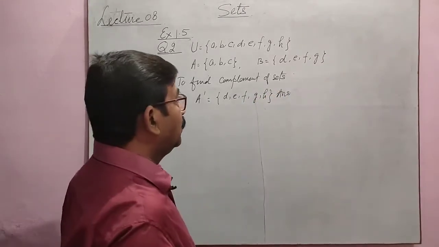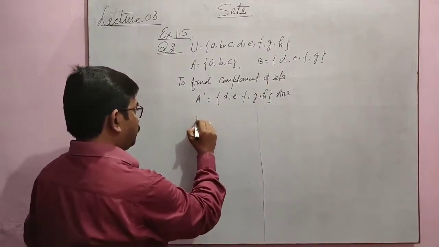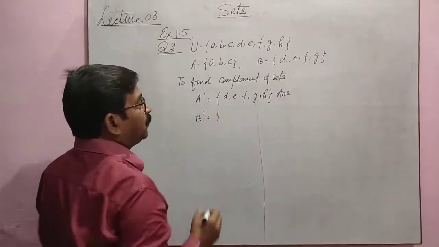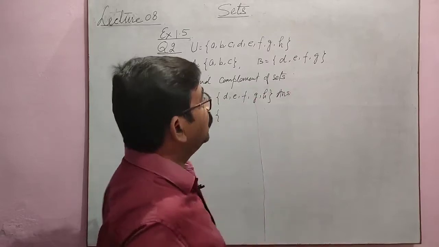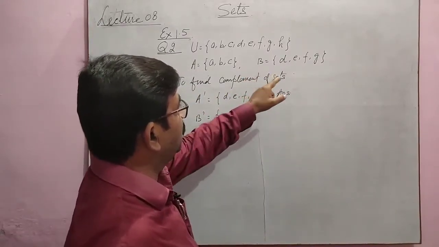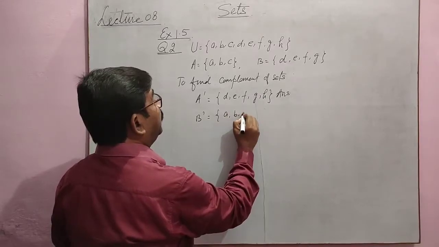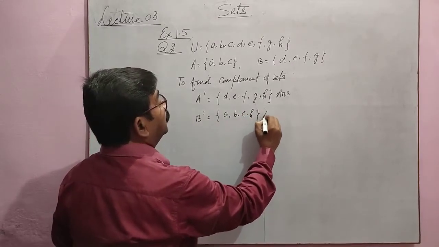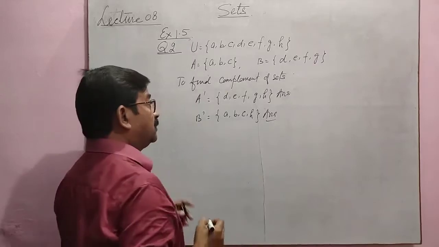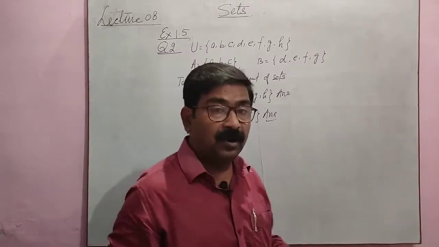Very simple. Here for B dash, we have to remove D, E, F, G. So what we have? A, B, C left and H left. So we have A, B, C and H. This is the answer, and this is how you can attempt all other parts.